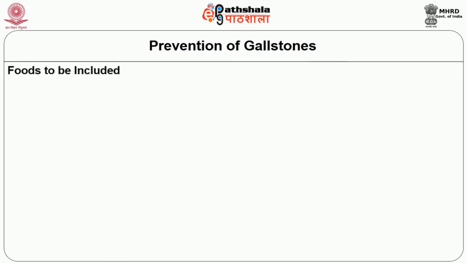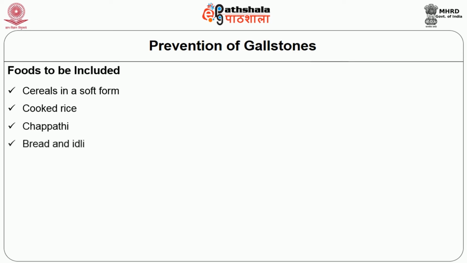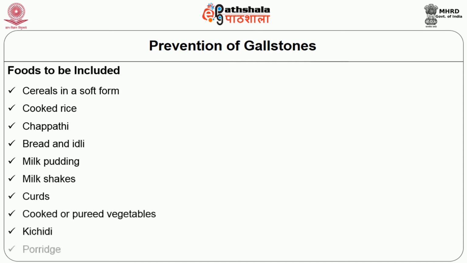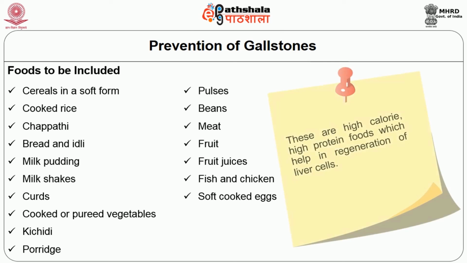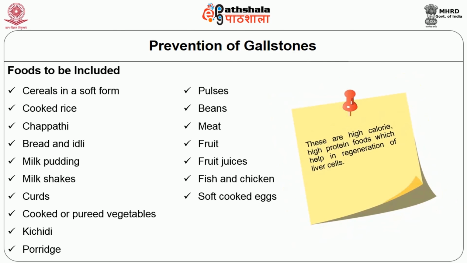Next, let's see the foods to be included. Cereals in soft form, cooked rice, chapati, bread, idli, milk pudding, milkshakes, curds, cooked or pureed vegetables, khichdi, porridge, fruit juices, fish and chicken, soft cooked eggs can also be given. These are high calorie, high protein foods which help in regeneration of liver cells.